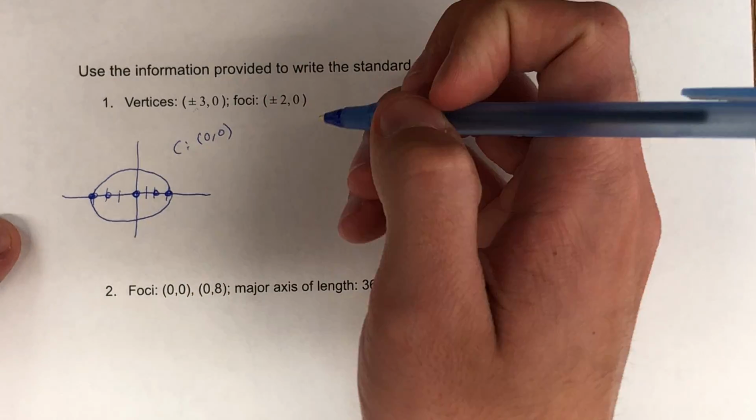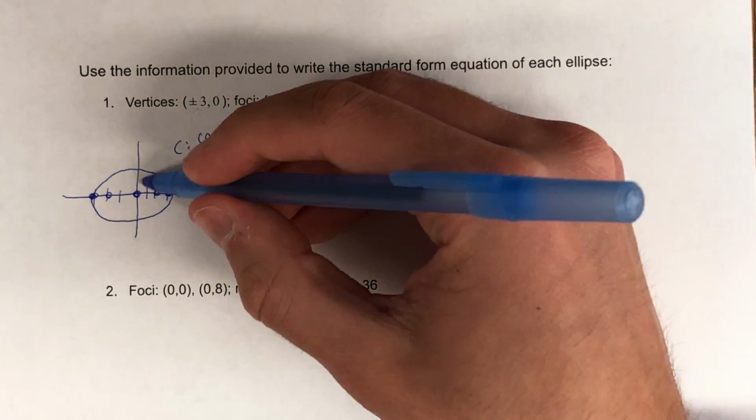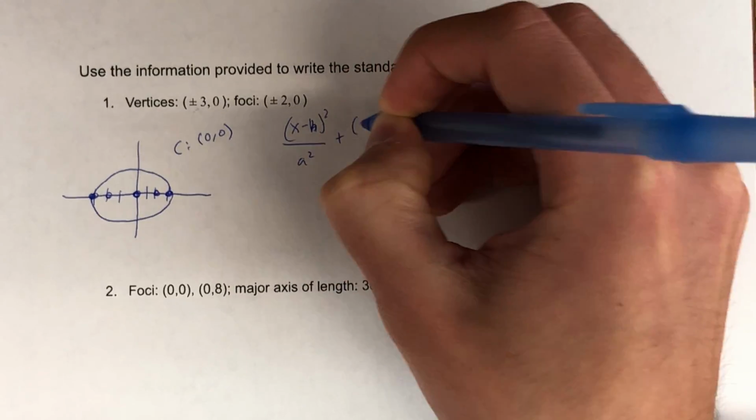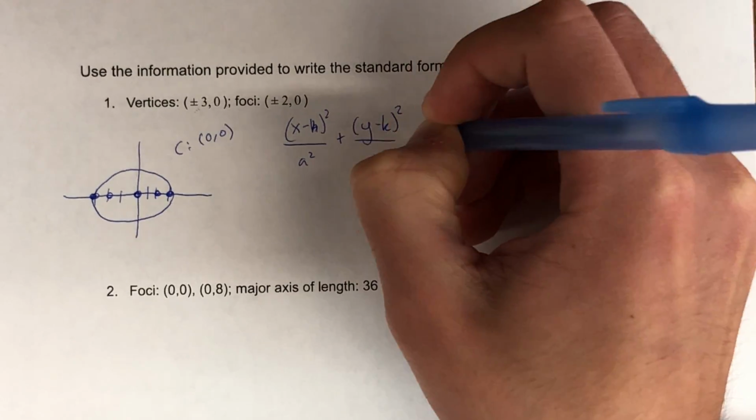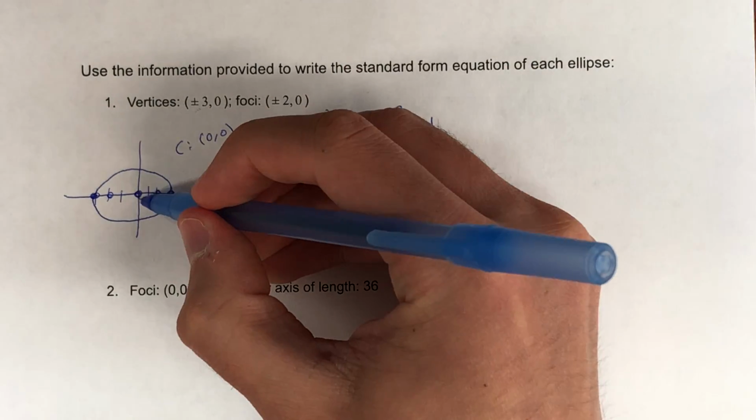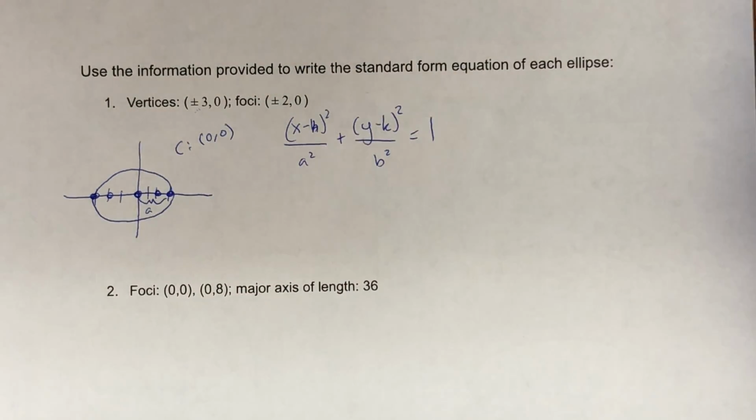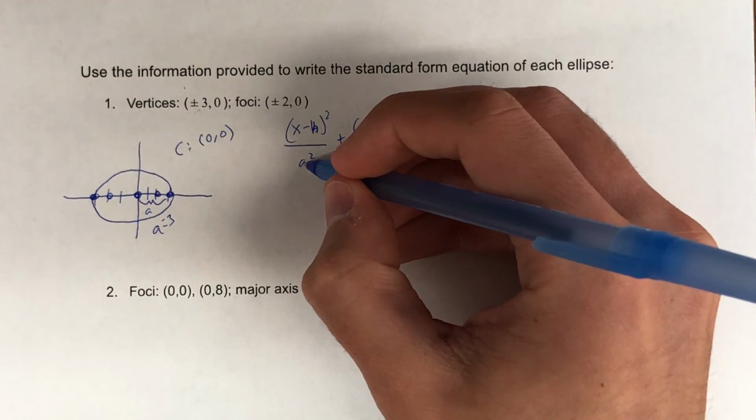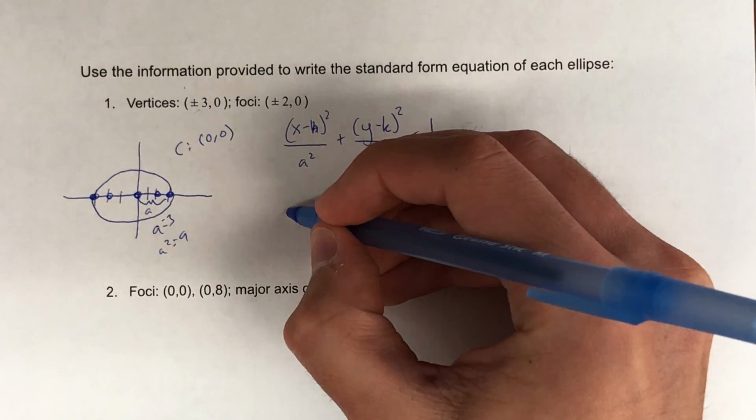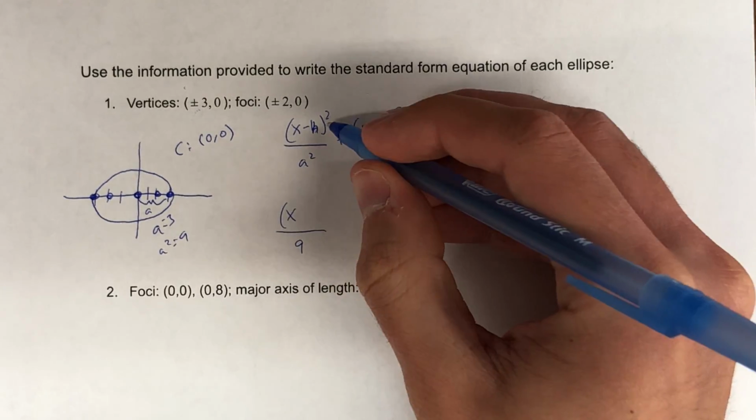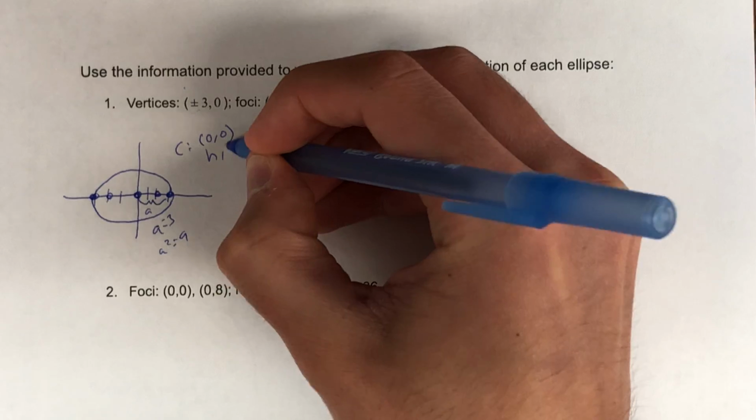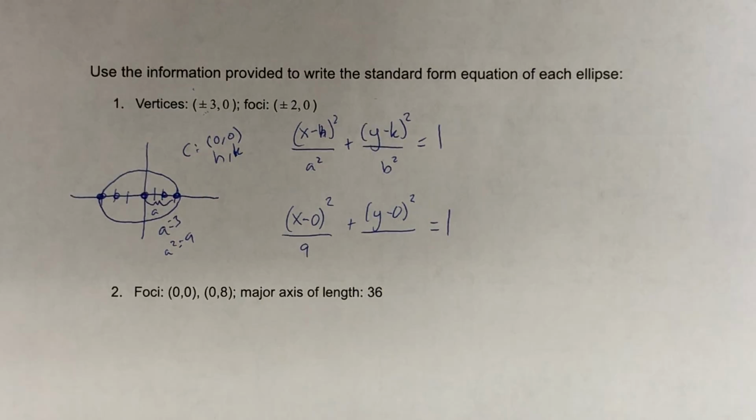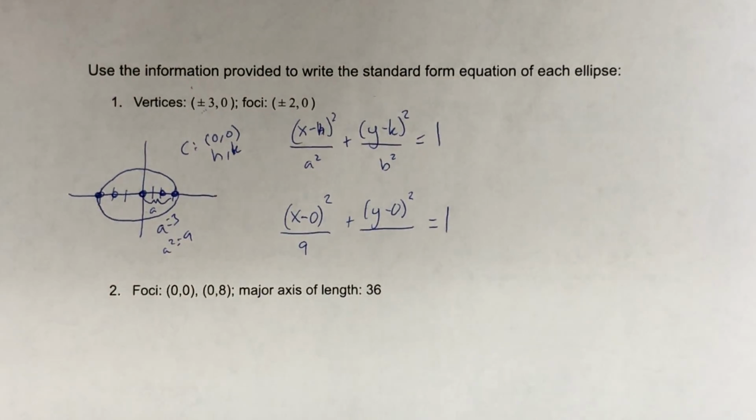So from this information, what I know is that it's a horizontal ellipse. That means our a value is going to be under x, and b is going to be under y. Our a value is the distance from the center to one of the vertices, which here is 3. So a squared will then be 9. Our center's at 0, 0, so that's h and k. We still need to figure out our b value.